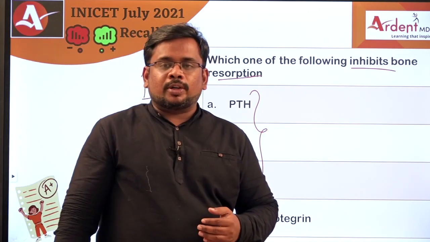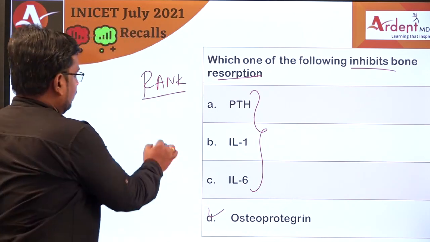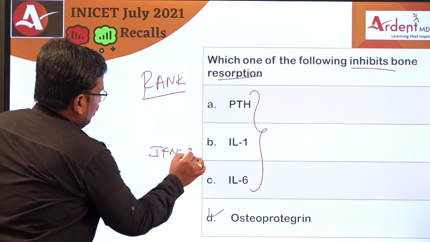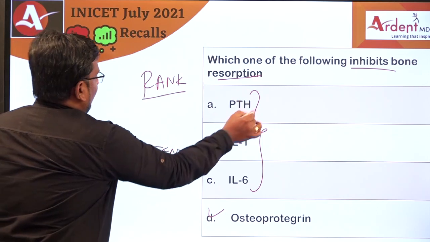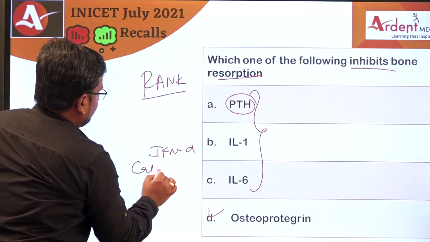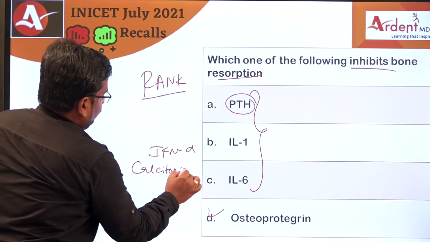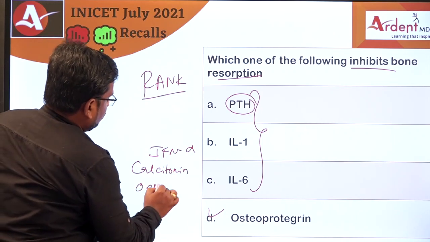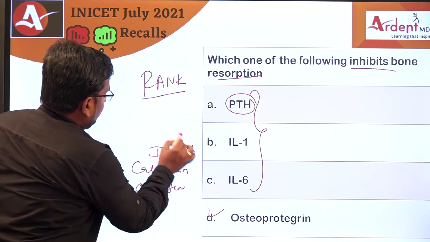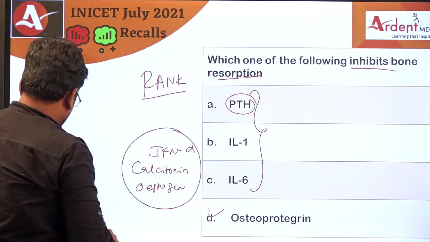Apart from osteoprotegerin, interferon alpha, the opposite of parathormone, that is calcitonin, and apart from this, estrogen. All of these act as inhibitors of bone resorption.